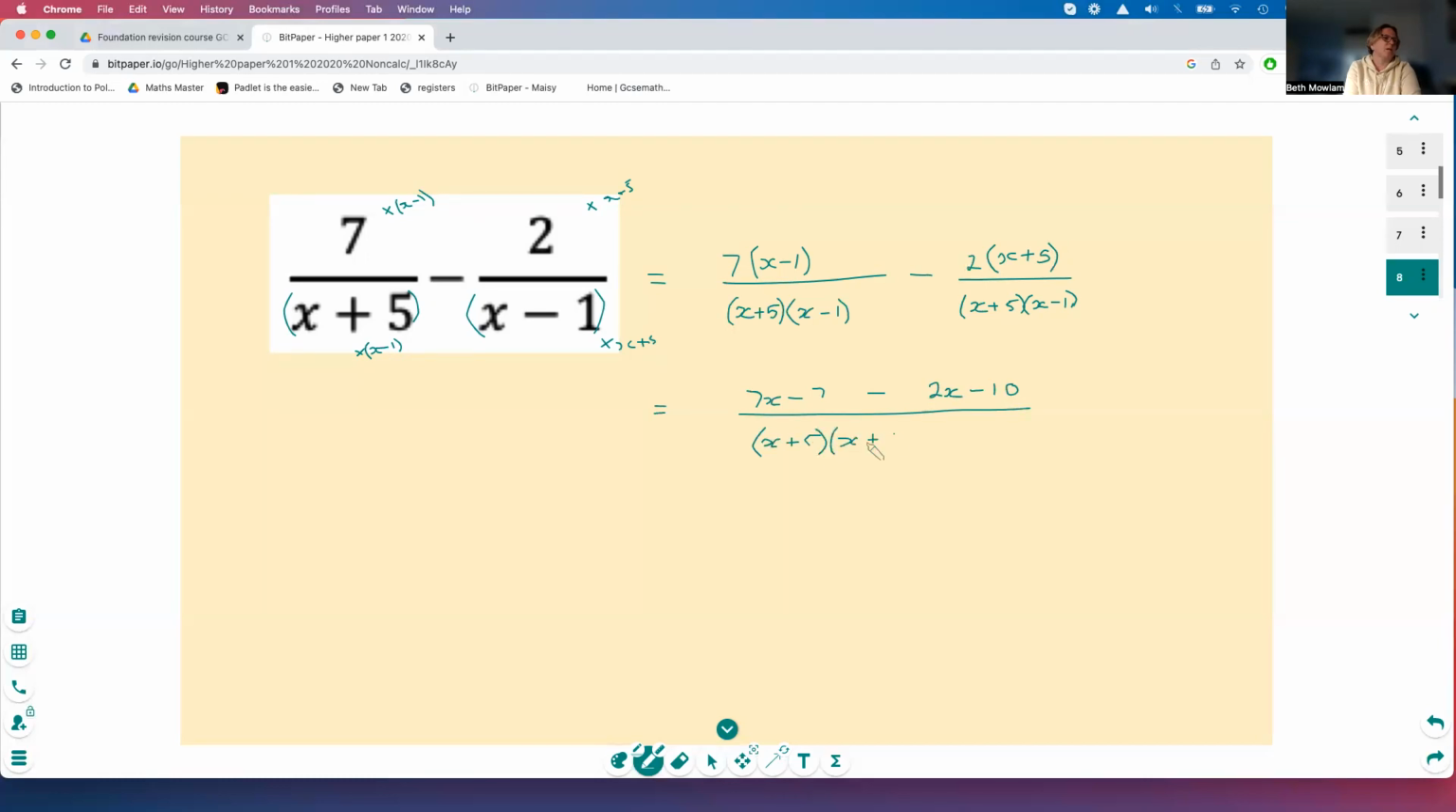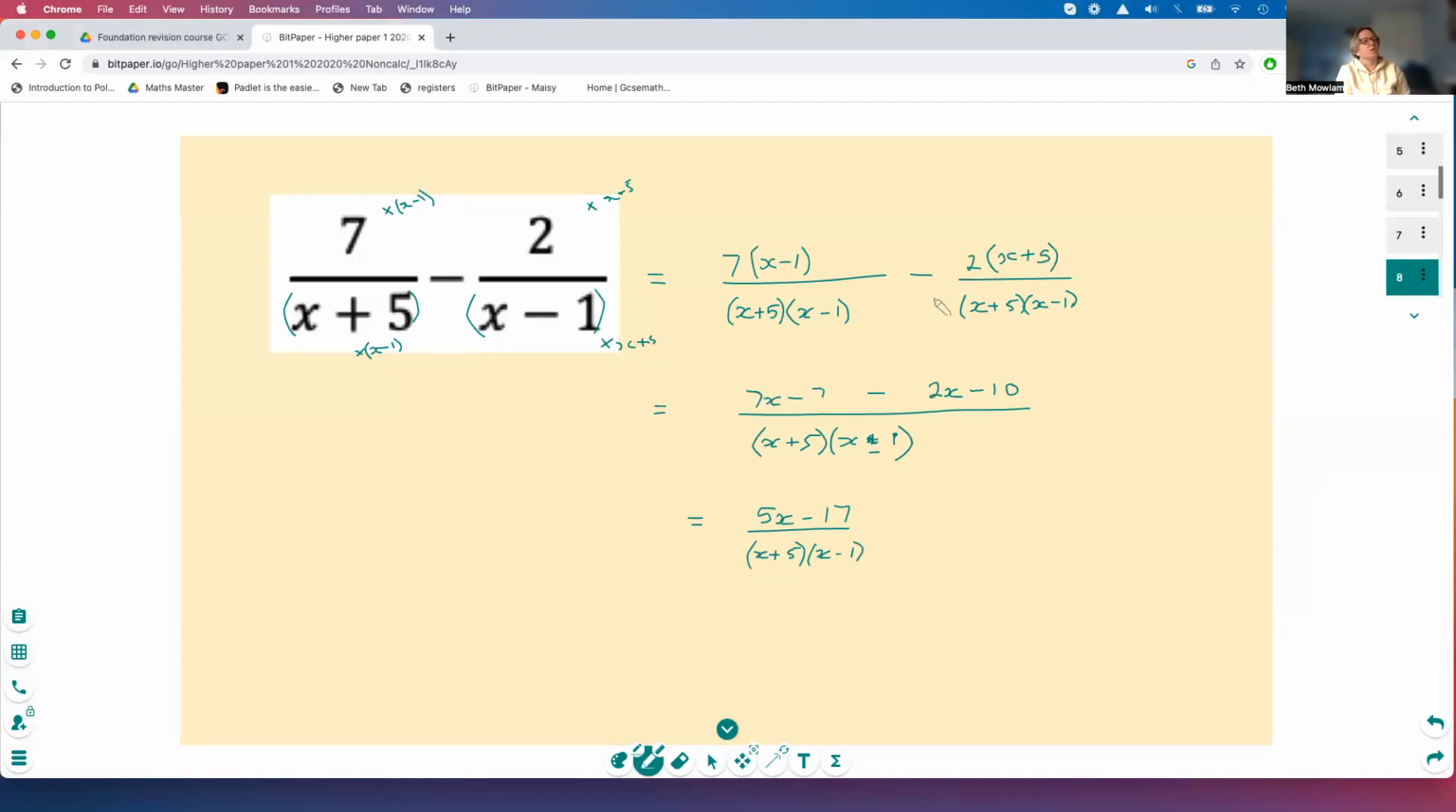And the bottom line, oh no, that's a minus. There's x plus 5, x minus 1. Let's simplify, so we've got 7x minus 2x is 5x, minus 7 minus 10, minus 17. And again, keep that bottom line factorized all the time, because if you're going to be able to simplify, it has to be factorized.